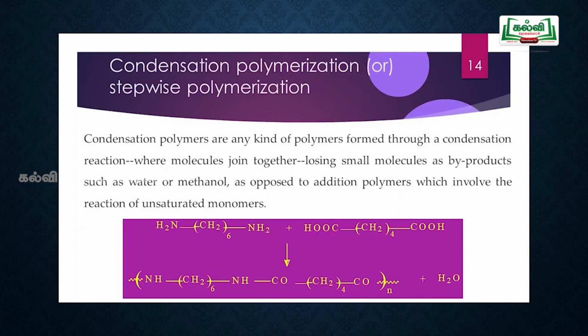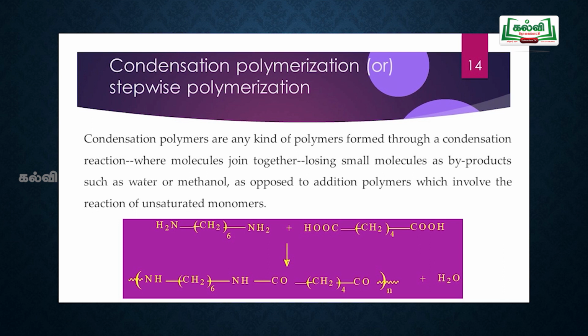One more, condensation polymerization or step growth polymerization. What is a condensation polymer? Two monomers of the same kind or different kind combine to form a big molecule with the elimination of small molecules such as water, carbon dioxide, HCl, ammonia. That is called a condensation polymer. So what is the important condition? The monomer should contain two functional groups.